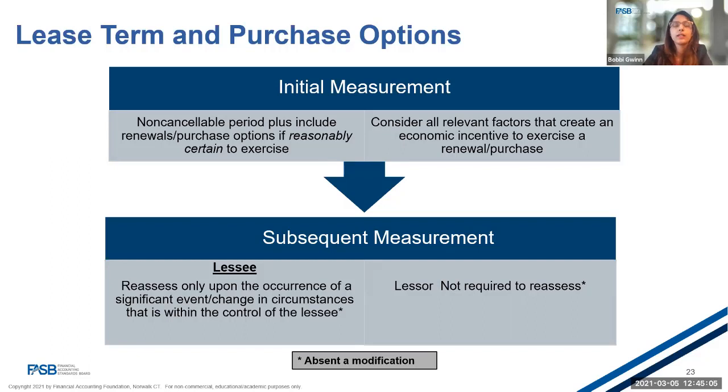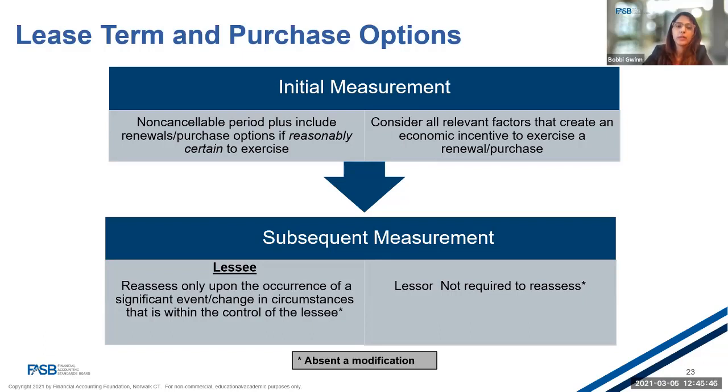So for example, if a lessee has a 5-year non-cancelable lease with 5-year renewal options, and at the commencement, the lessee determines it's not reasonably certain to exercise those renewal options, but after day one, at some point in the non-cancelable period, the lessee makes a significant investment in some leasehold improvement, that is a trigger event now. So the lessee would now have to determine whether that event changes its determination of whether it's reasonably certain to exercise any renewal option.